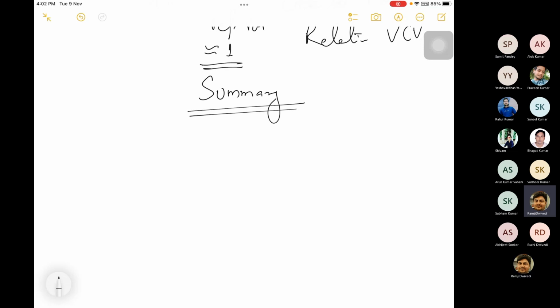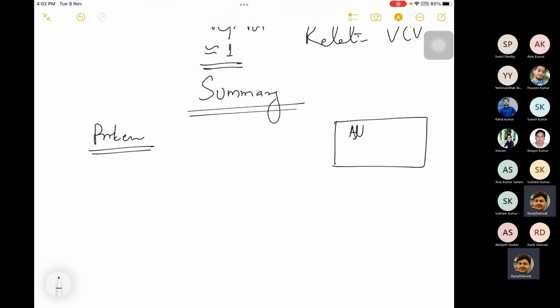Okay, so suppose I have given you one problem. Okay, so the problem is given. Now what you'll do, you will read the problem and try to understand, and in your mind you try to frame all possible mathematical models.